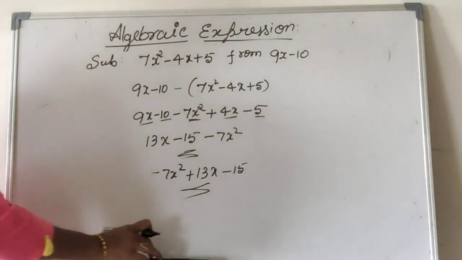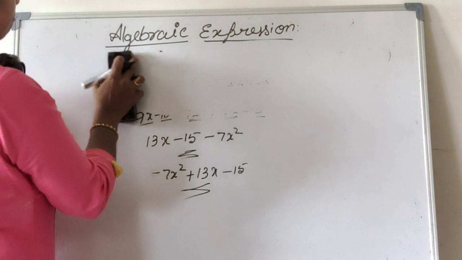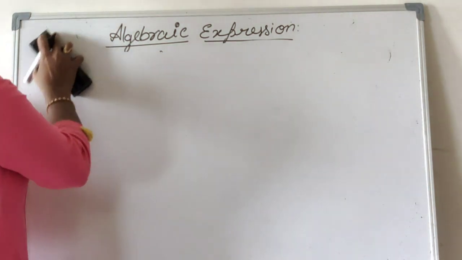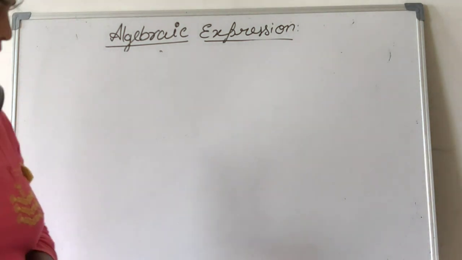So this is algebraic expressions, addition, subtraction, and the types of polynomials. These are all we have studied. Next, multiplication and further, what is there we will see in the next class.